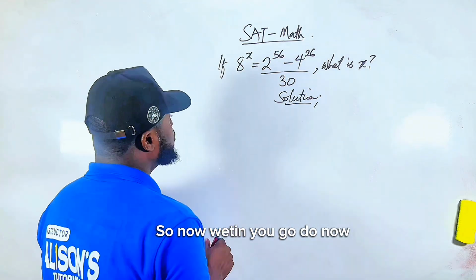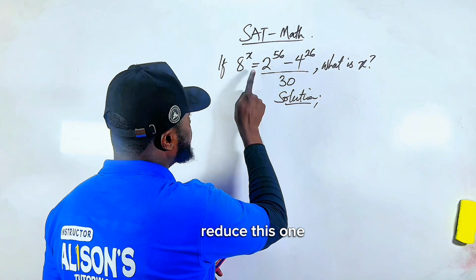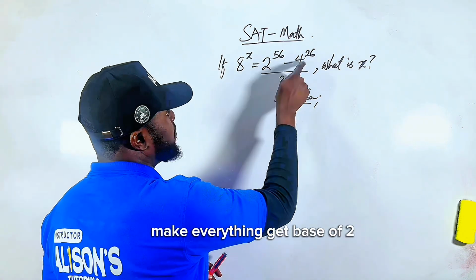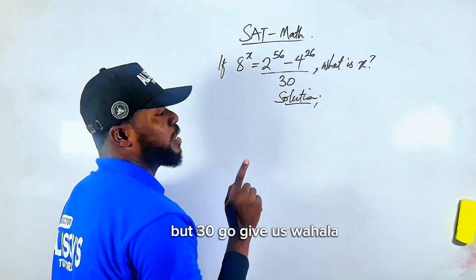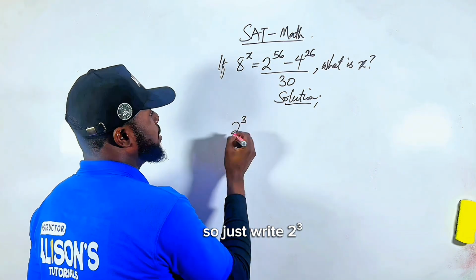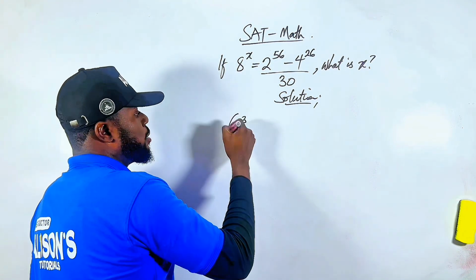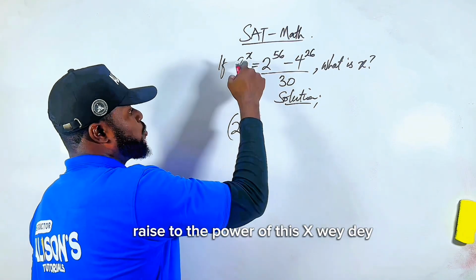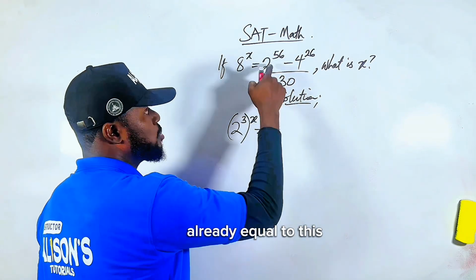So now, what will you do? First, reduce everything. Make everything have base 2. Just write 2 to the power of 3, which gives you 8, raised to the power of x, and that is equal to 2 to the power of 56.